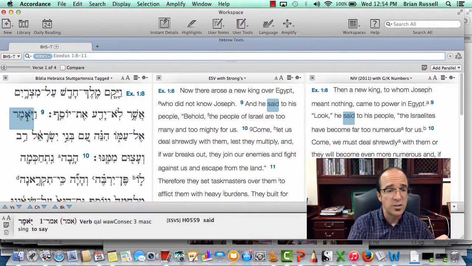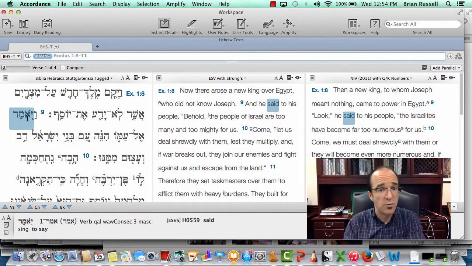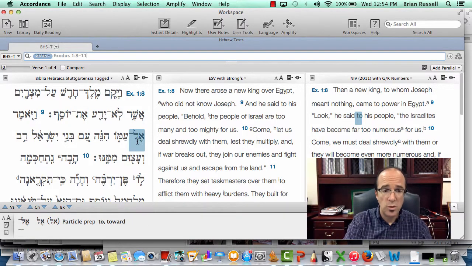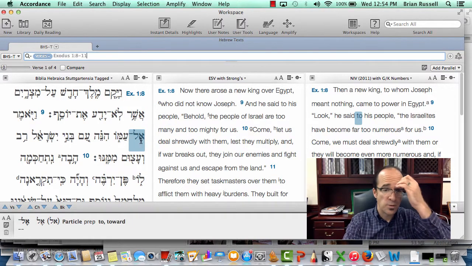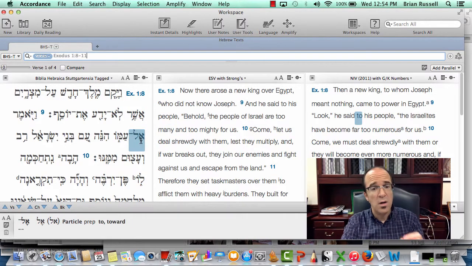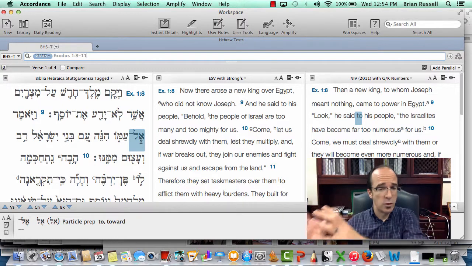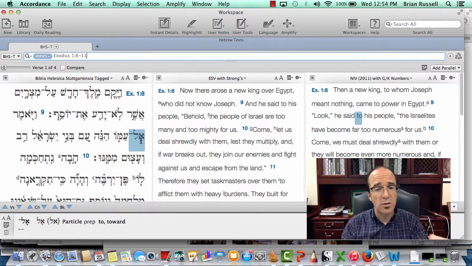Remember, with your vav consecutive imperfect or your imperfect plus vav consecutive of your past narrative, the label that you're going to assign is how does it relate to the clause immediately in front of it. So we just said that a king rose up. So in verse 9 it is going to carry on the action, and he said, the king that rose up said. Preposition L, to his people. This is another prepositional phrase, and if you look up L, this is a L following a verb of speech. So this is going to be a declarative use of L.